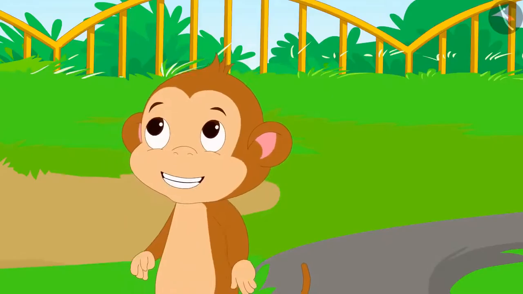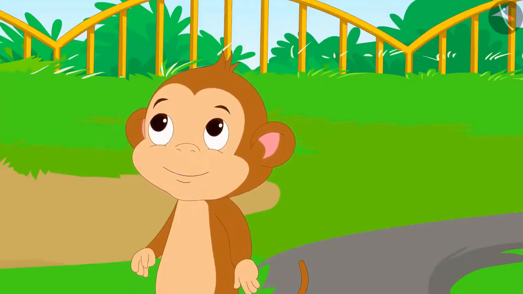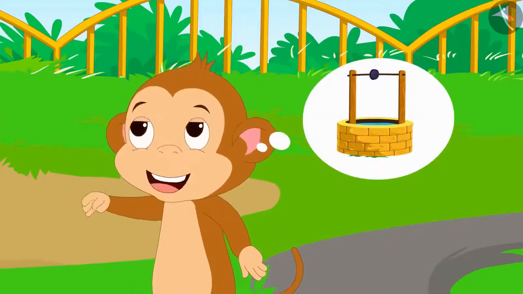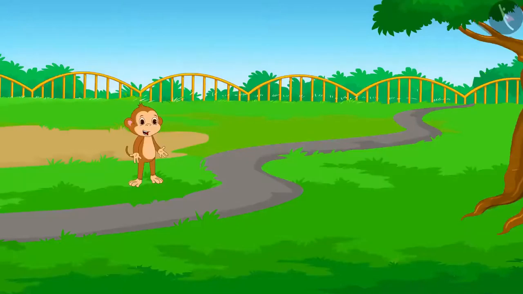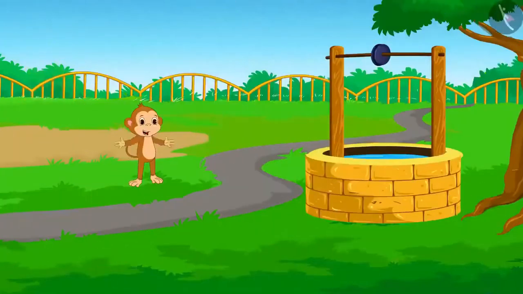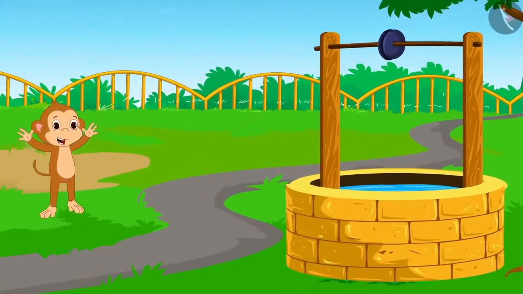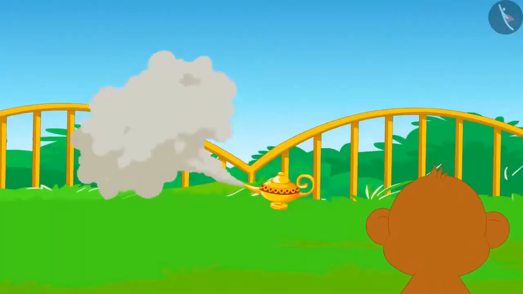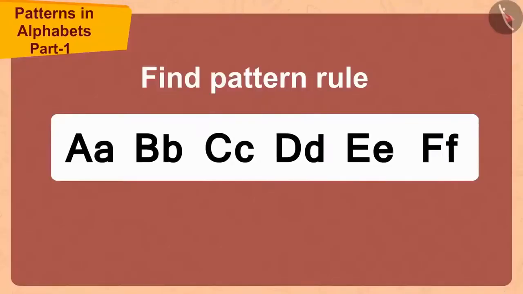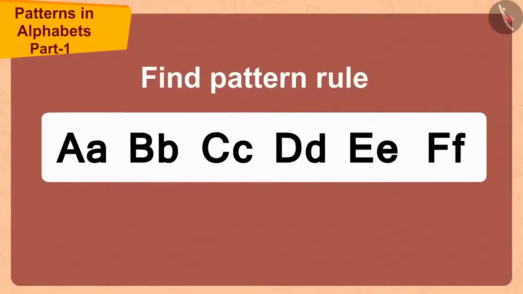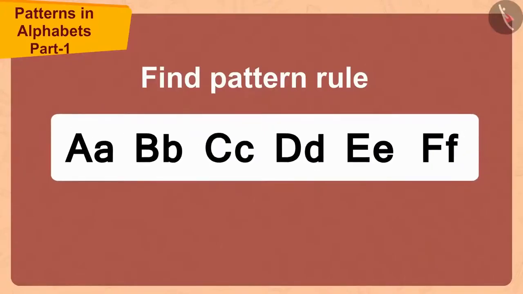There is a lot of water scarcity in the village today. I want another well in the village. Babban told the genie. Suddenly, a well is formed in front of Babban. Babban cannot believe his eyes. Now, the genie showed this second pattern to Babban. This is your second pattern. By finding the rule, you can fulfill your second wish.